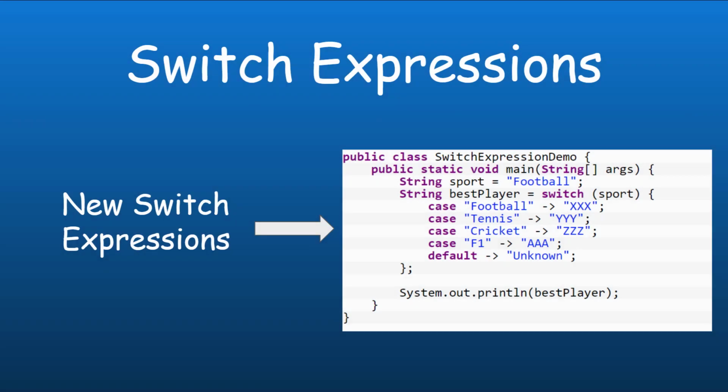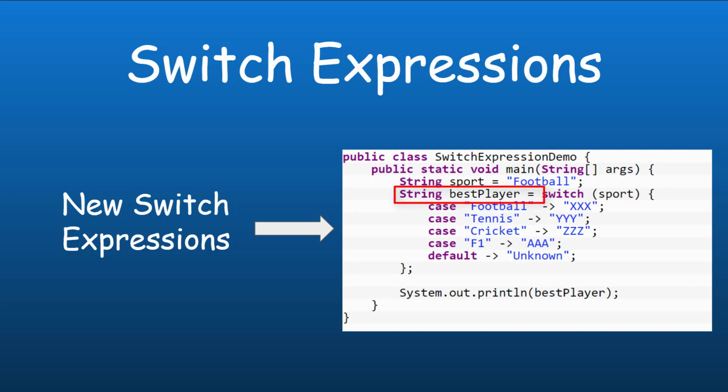In the new switch expressions, we have the chance to return a variable directly from the switch. So for that, instead of a return keyword, we can directly use arrow functions inside the switch block. So if an input value is matching a particular case, this value will be returned immediately from the switch block and will be stored inside the best player field.